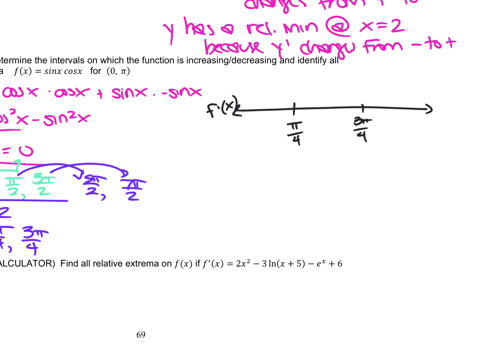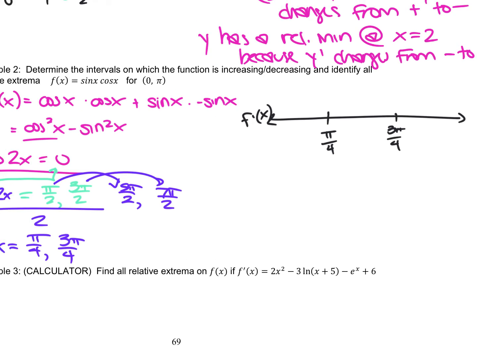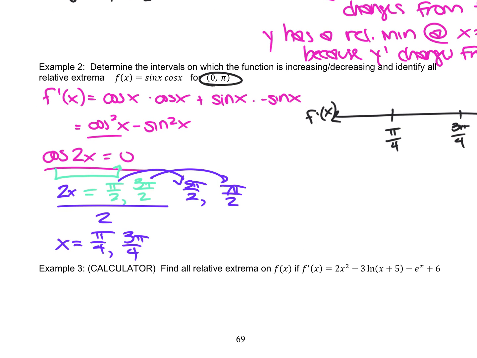Wait, do we not use the 0 here? That's not a critical number. This gave you an interval purely because trig keeps going. So if I didn't give you somewhere to look at, you could say pi over 4, 3 pi over 4, 5 pi over 4, 7 pi over 4, keep going, all of the answers. We don't need that, nope.